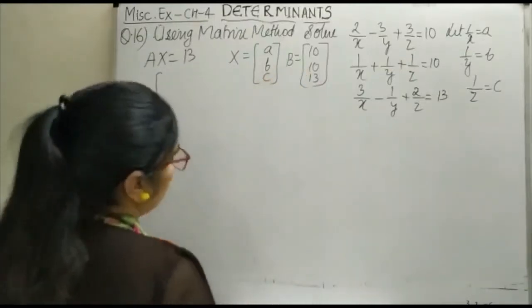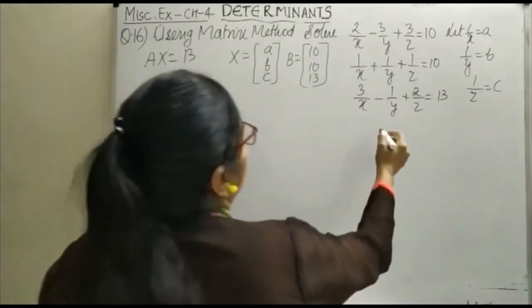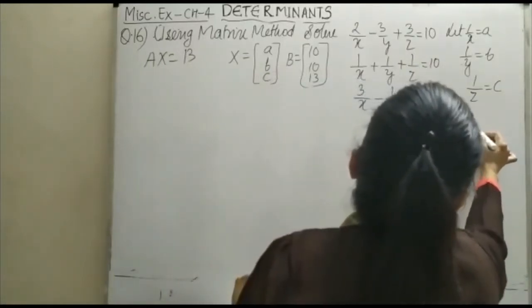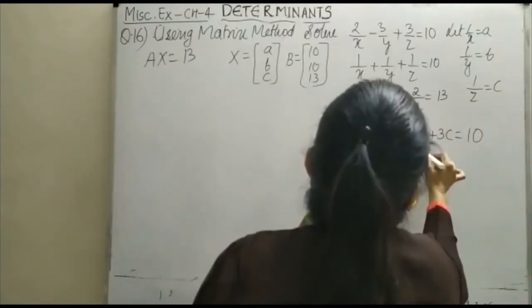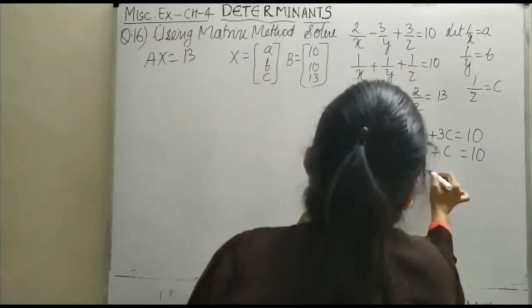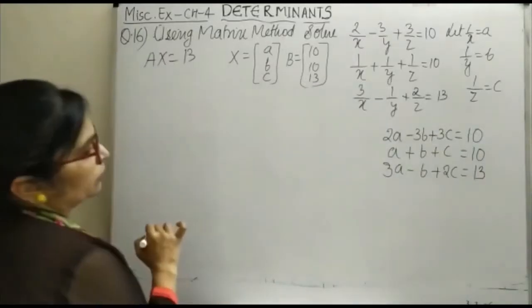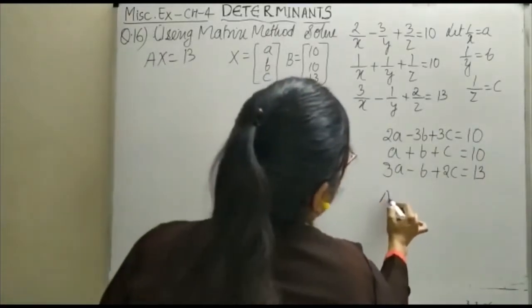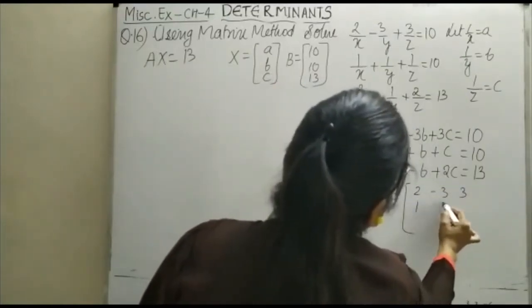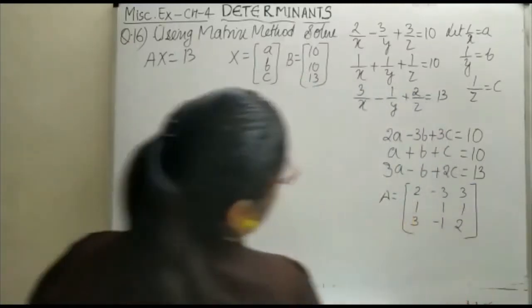Let us write first the equation, then it will be easy for us to understand. This is 2a minus 3b plus 3c is equal to 10, a plus b plus c is equal to 10, then 3a minus b plus 2c is equal to 13. Now your capital A will be 2, minus 3, 3, 1, 1, 1, 3, minus 1, 2. This is your capital A.